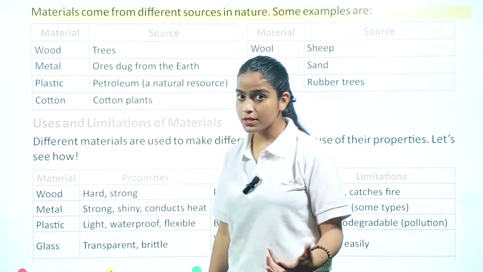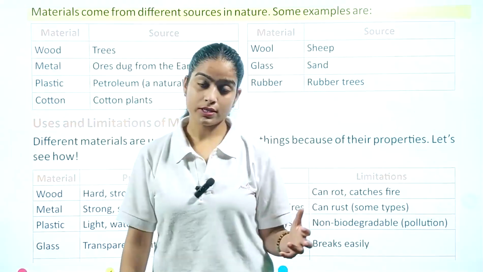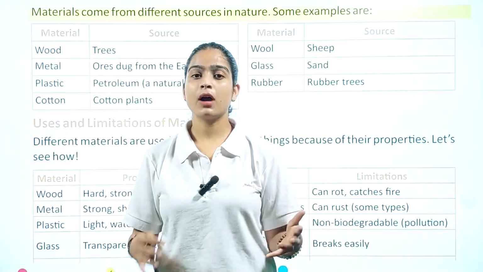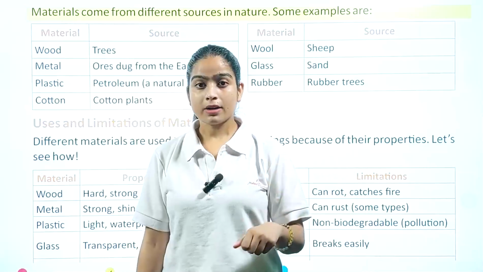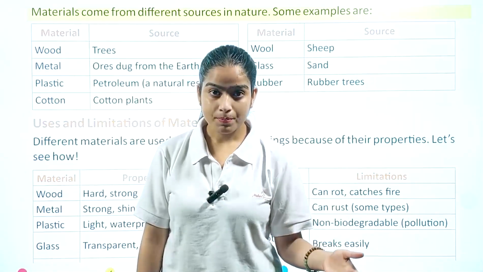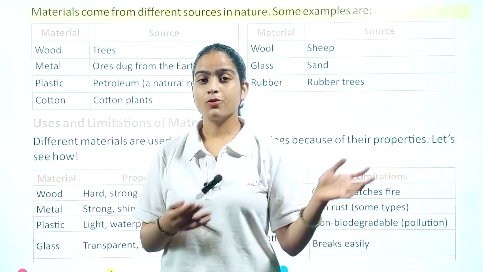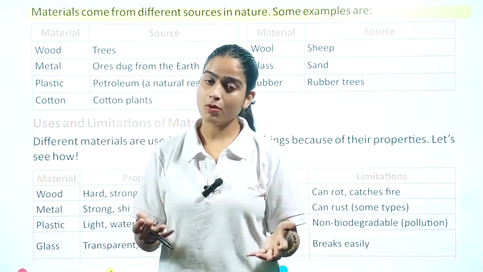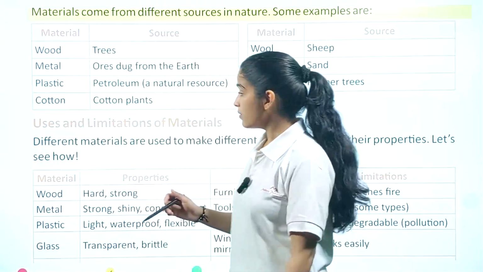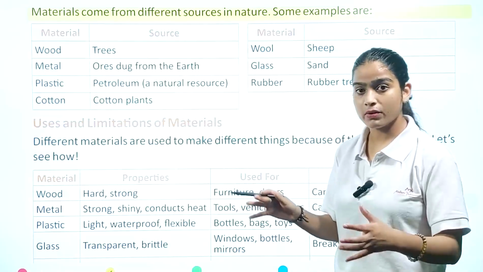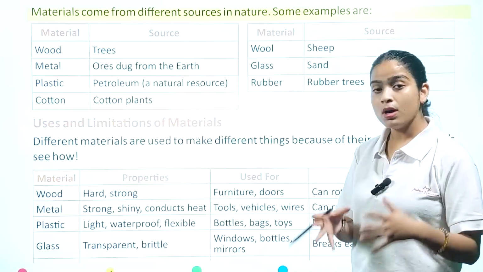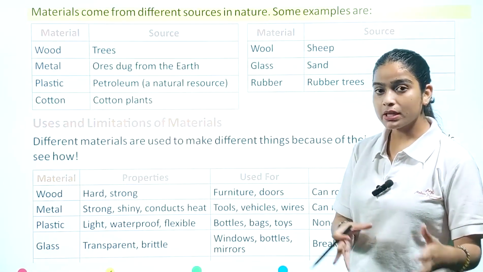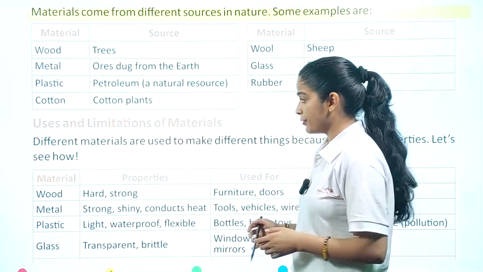Whenever we say uses, it means how they are useful for us. And when we say limitation, for example, you have to go outside in the rainy season, so you cannot wear a raincoat which is made of paper, right? Because when you go outside, that paper raincoat will disappear. But when you use a plastic raincoat, it will not disappear. So we are choosing the material knowing the usefulness of that particular material as well as its limitation.